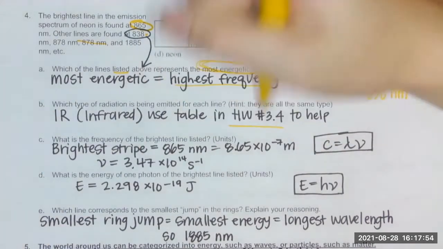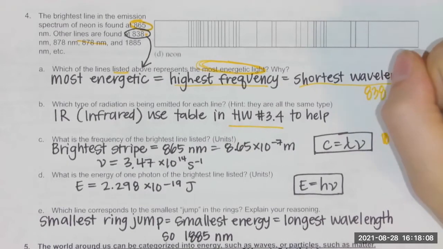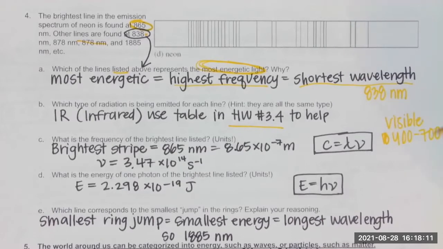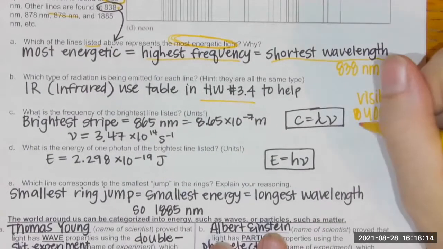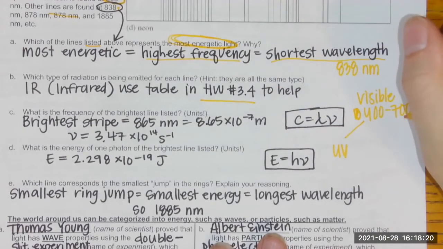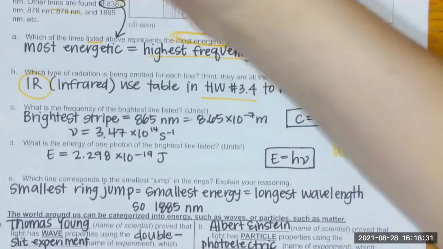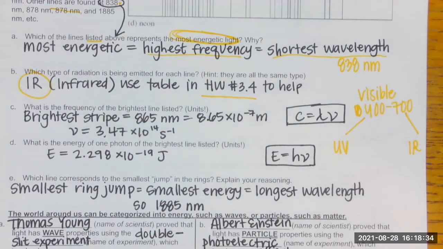In homework 3.4, there was a little chart that you could use to figure out that 800 nanometers is infrared. But what I basically just remember is that visible light ranges from about 400 to 700. And if you go past 400, like if you get into 300, then on that side, you're going into ultraviolet. And if you get a little bit past 700, you're into infrared. So I thought, 838, that's not too far past 700. I'm just going to go with infrared, but you could use the table if you needed to double check.